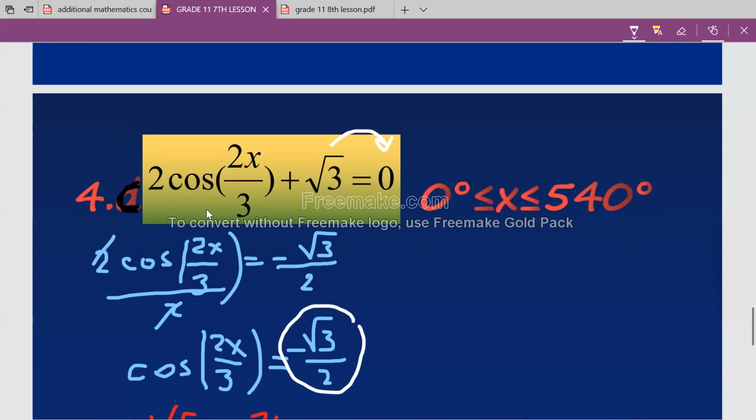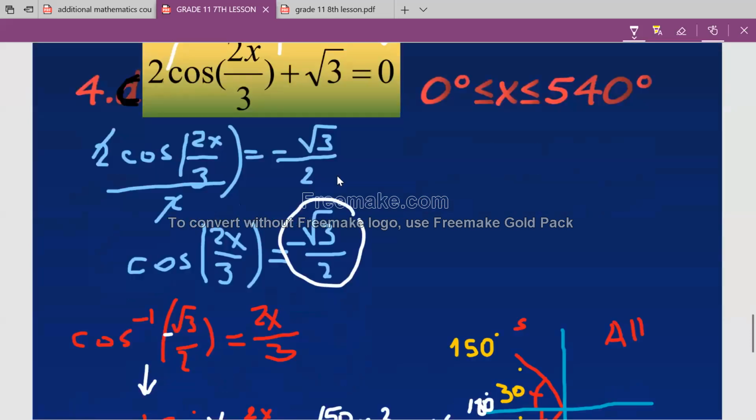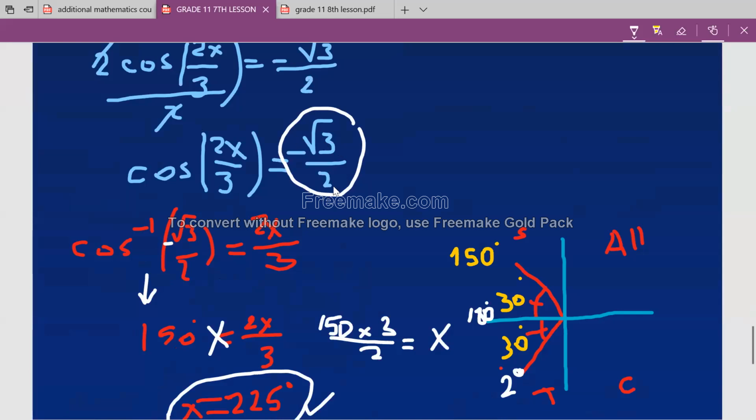In this question, if you remember the previous lesson, I isolate cosine 2x over 3. I tried to leave it alone. Is there any question how we isolate cosine 2x over 3? No. Okay, so Shayla, this value is a negative answer, isn't it? Yes. Negative square root of 3 over 2. In which quadrants do we have cosine values negative? Second and third. Yes, second and third.